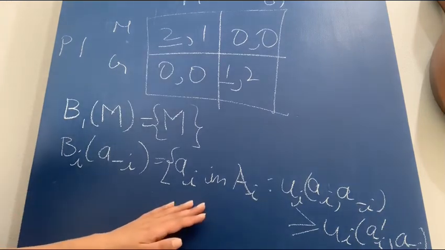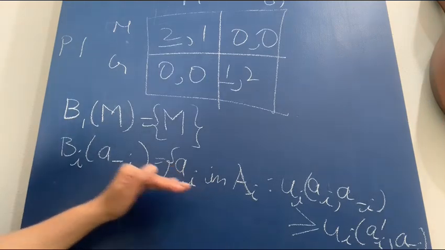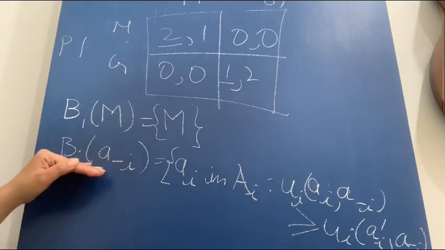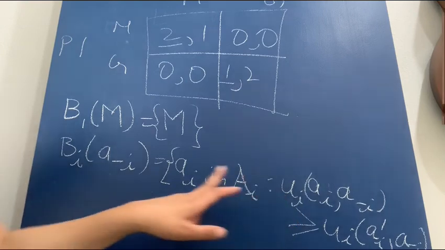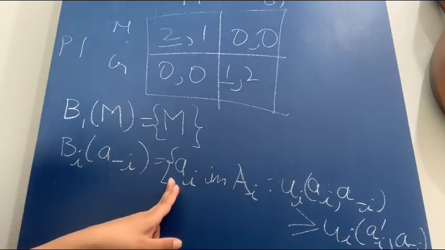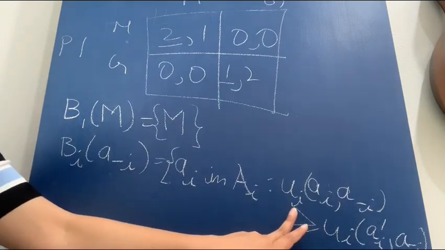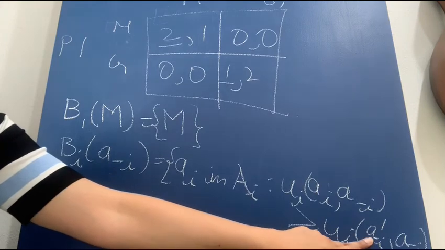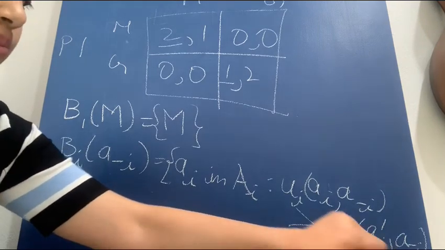So it simply means a particular action a_i is the best response to a_-i, that means actions of the other players, if the utility which player i gets from action a_i when others are playing a_-i is greater than or at least equal to the utility of any other action, or rather all the other actions, of player i given that others are playing this.